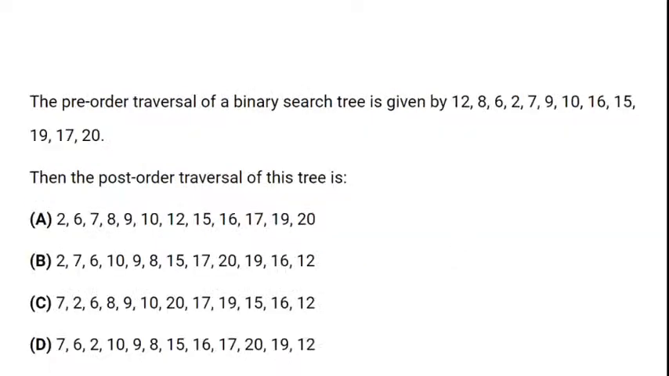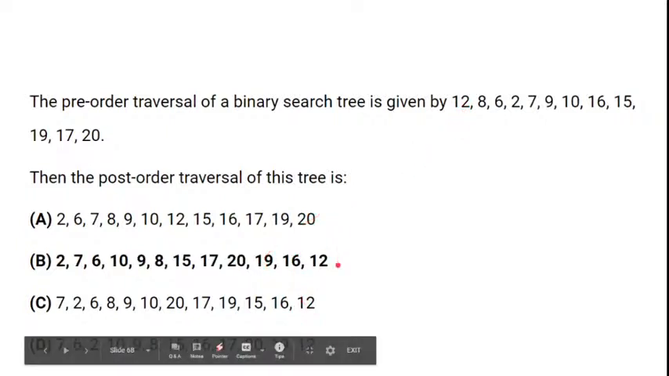Let us consider a pre-order traversal of the binary search tree that is given. You need to find the post-order traversal of the tree. Pre-order means root, left and right node. So 12 is the root. In pre-order, 12 comes first, so in post-order you will get it at the last. So the first option is eliminated, then among the next three you will get the correct option.